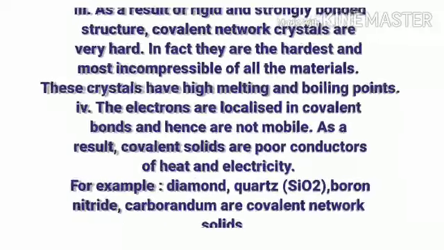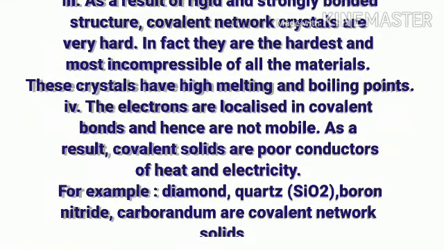Third, as a result of rigid and strongly bonded structure, covalent network crystals are very hard. In fact, they are the hardest and most incompressible of all the materials. These crystals have high melting and boiling points. Fourth, the electrons are localized in covalent bonds and hence are not mobile. As a result, covalent solids are poor conductors of heat and electricity. For example, diamond, quartz, that is SiO2, boron nitride, carborundum are covalent network solids.